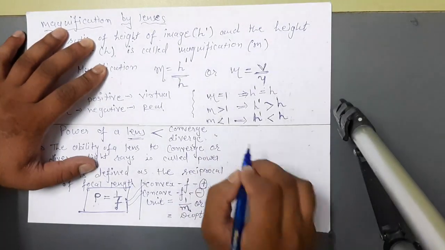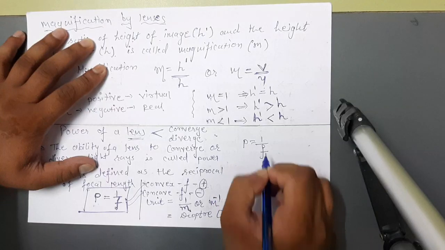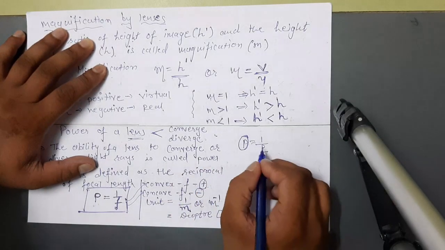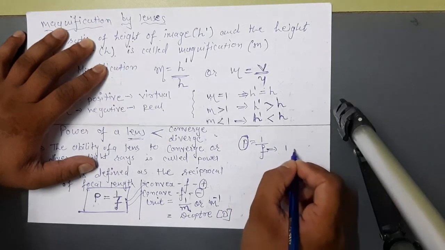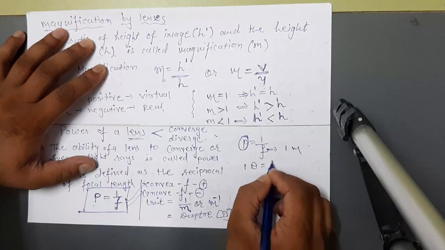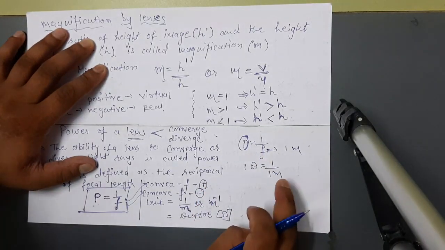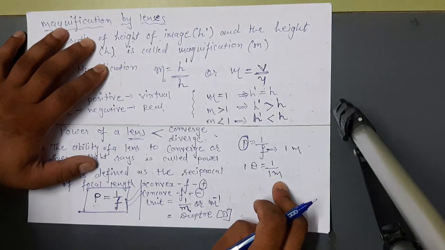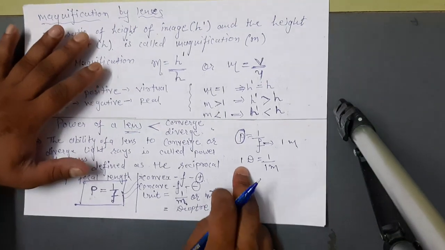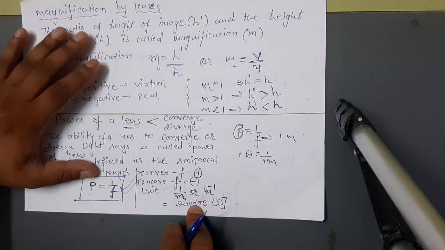So from that we can say that P is equal to 1 by F. If we want this power as 1 diopter, then F must be 1 meter. So 1 diopter is equal to 1 upon 1 meter. If the focal length of a lens is 1 meter, then the power of lens is considered as 1 diopter. So its unit will be meter inverse, or it is also called diopter.